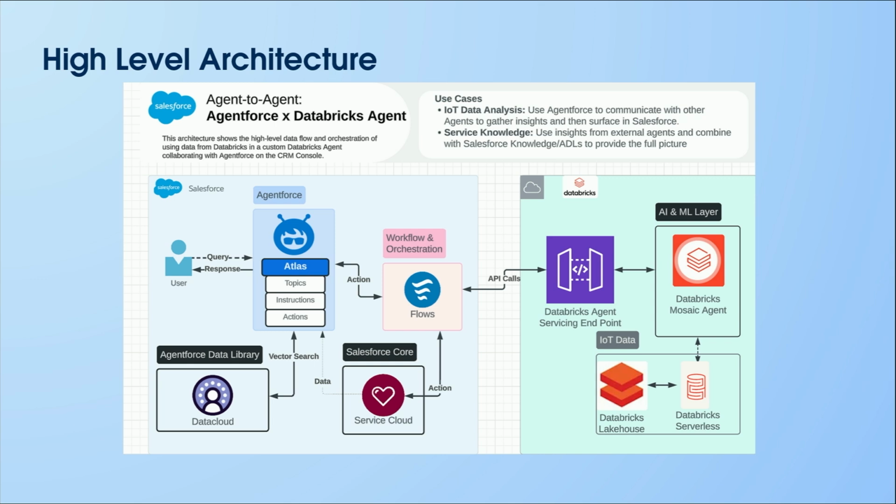On the left-hand side, we're talking about Agentforce. Agentforce had that query that we showed before. It's going through Atlas, our reasoning system, and it's utilizing a flow, but it's also grabbing information from Data Cloud, doing vector search, and grabbing information from Service Cloud to make that action. When it comes across in that API call, it's going to the agent from the serving endpoint, then going through Mosaic, and ultimately calling that table inside of Databricks.